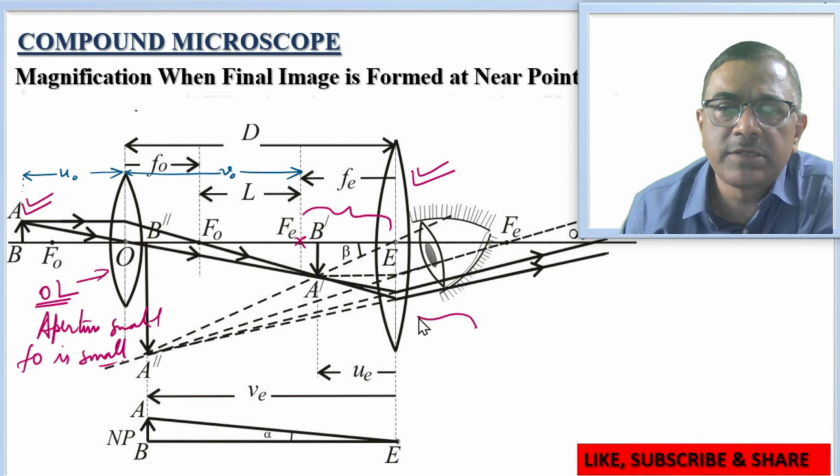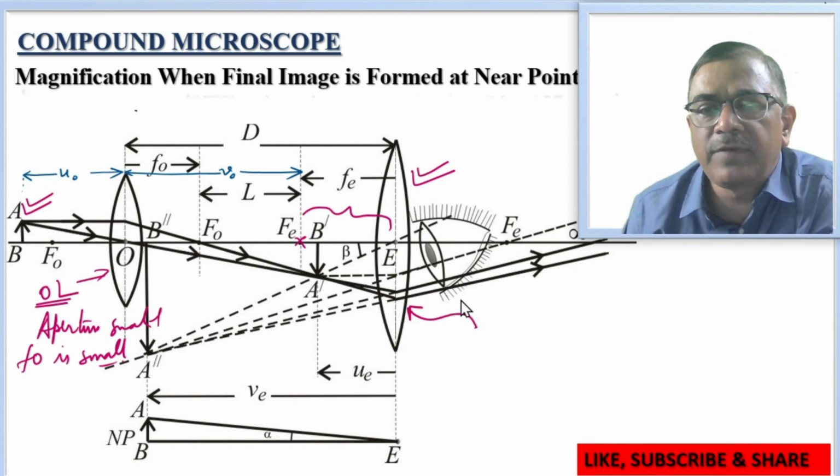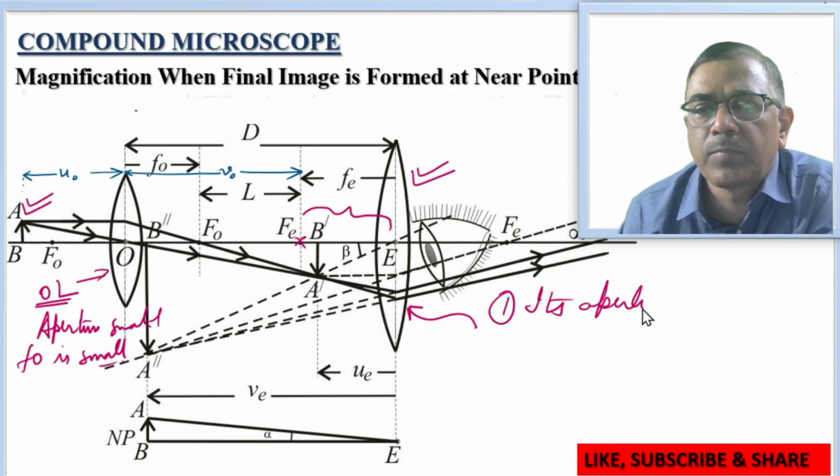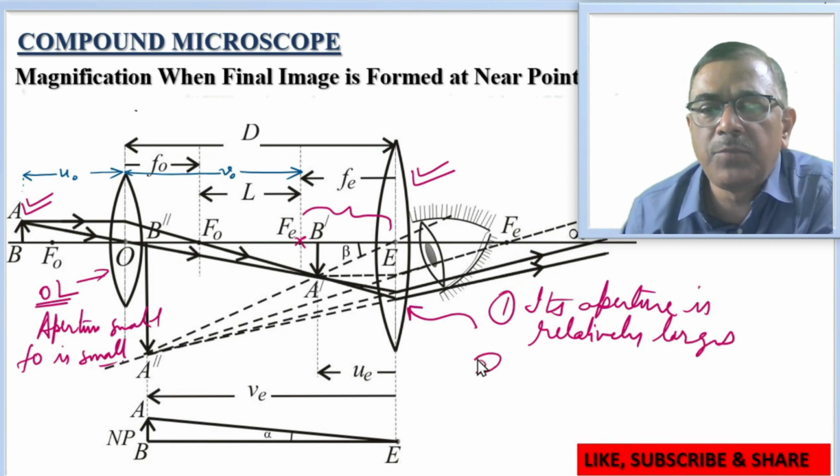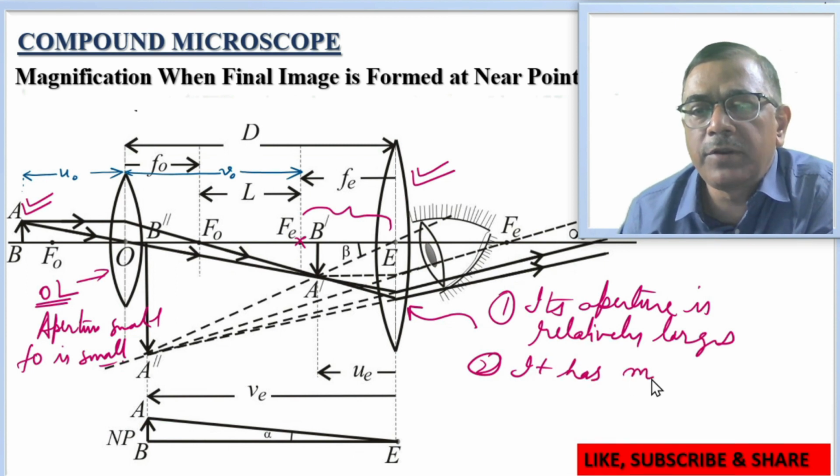Two important characteristics of this eyepiece are: number one, its aperture is relatively larger. Number two, it has moderate focal length.